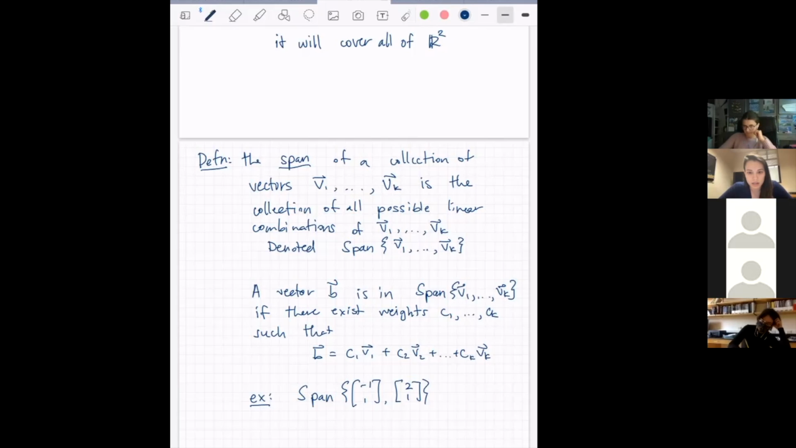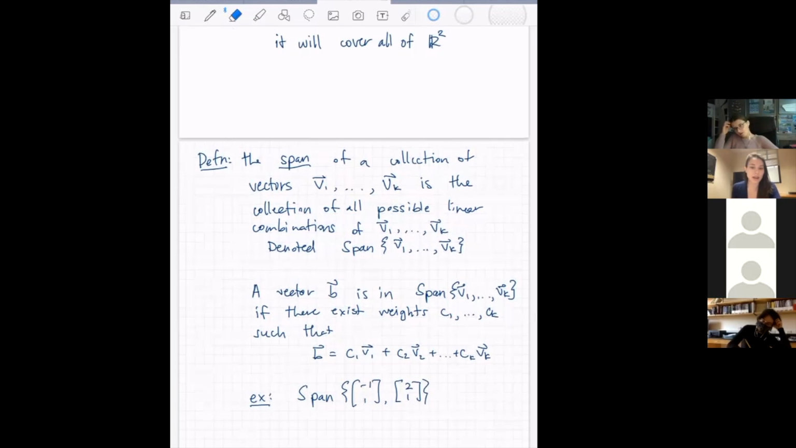No, not necessarily. And like I said, the K doesn't necessarily refer to the dimension of the space or the dimension of the vectors that you're talking about. We'll actually talk about what the span can cover in just one second. Let me get through these two examples and then we'll talk about that.